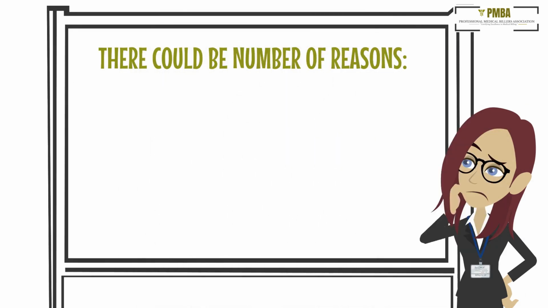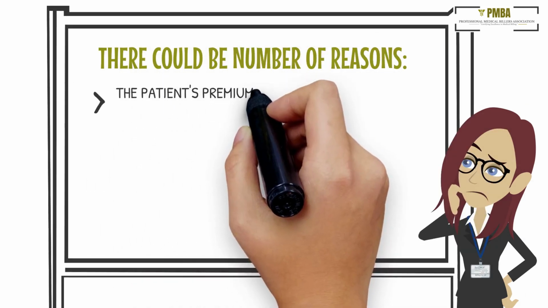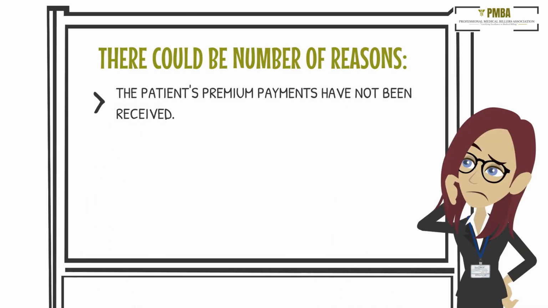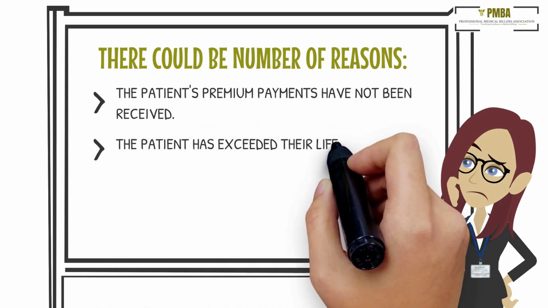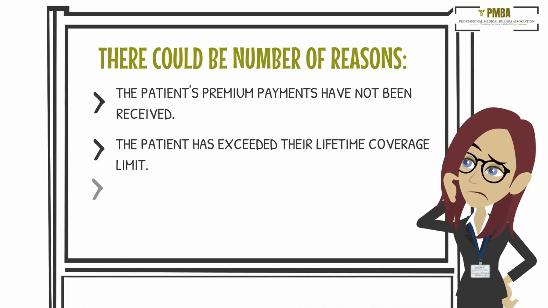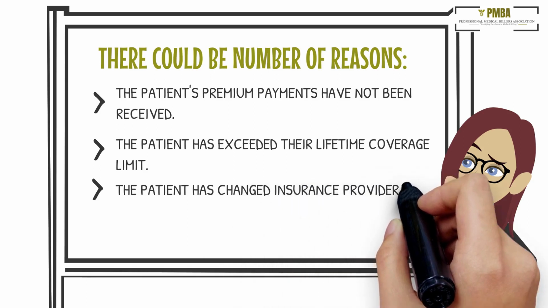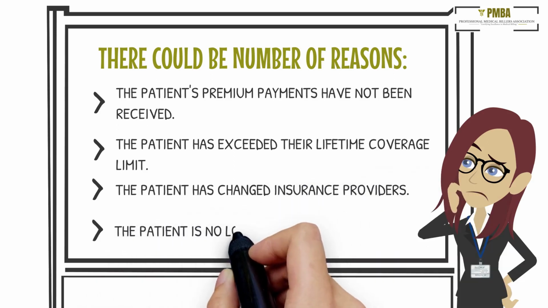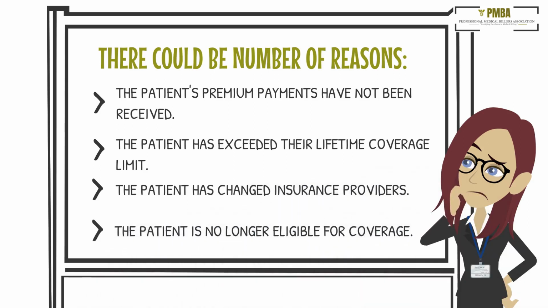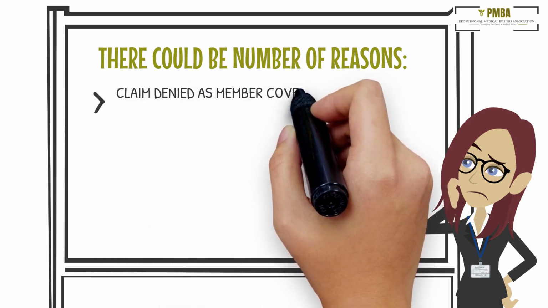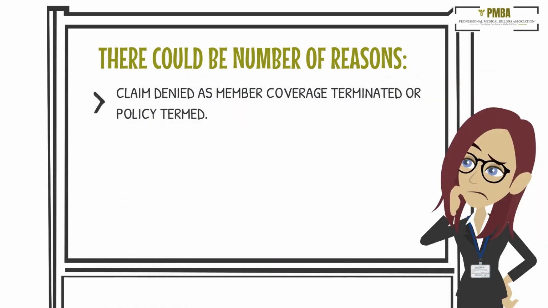There could be a number of reasons. The patient's premium payments have not been received. The patient has exceeded their lifetime coverage limit. The patient has changed insurance providers. The patient is no longer eligible for coverage. Claim denied is member coverage terminated or policy termed.